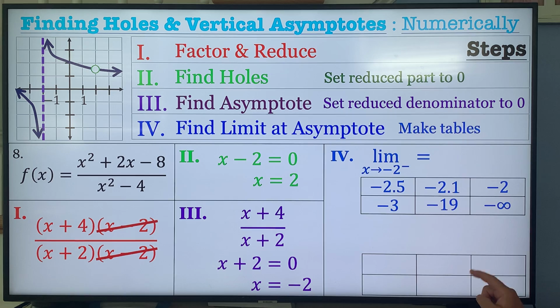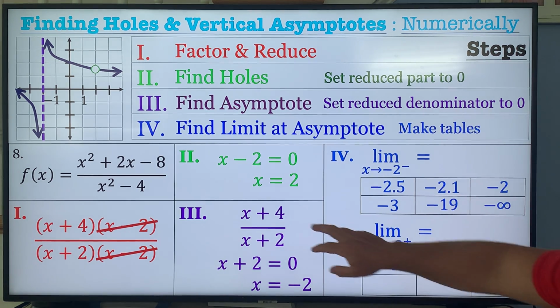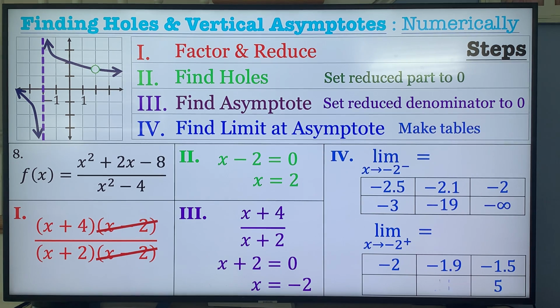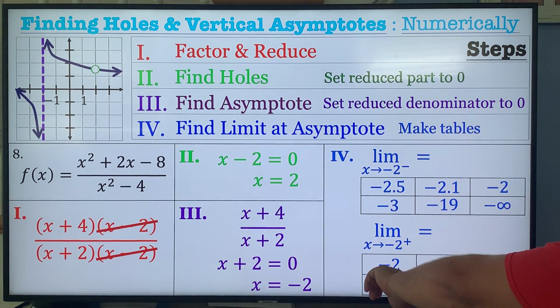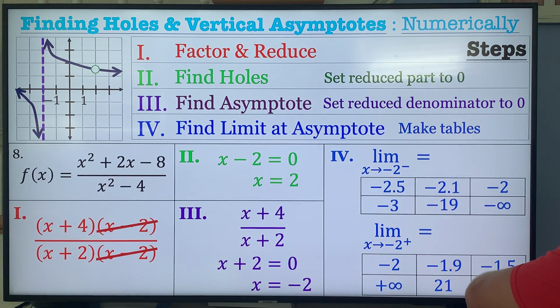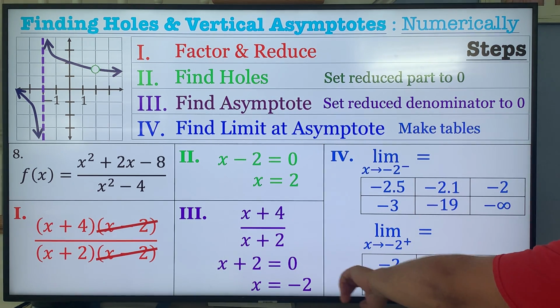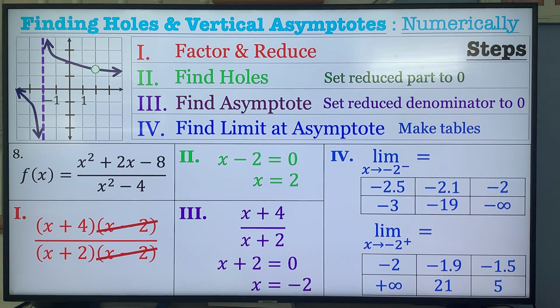So as I approach negative 2 from the positive side, my negative 2 is over here. So I'm going to add a tenth and add a half. So that's negative 1.9, negative 1.5. Take these two numbers, plug them into that equation. You get 5 and 21. As I'm getting towards here, the number is going up, so it has to go up to positive infinity. And you can pick any two numbers that are bigger than this. It doesn't matter what two numbers you pick, because as soon as you plug them into the equation, you just see how they're moving. Right? Same thing here. I have to pick two numbers though.